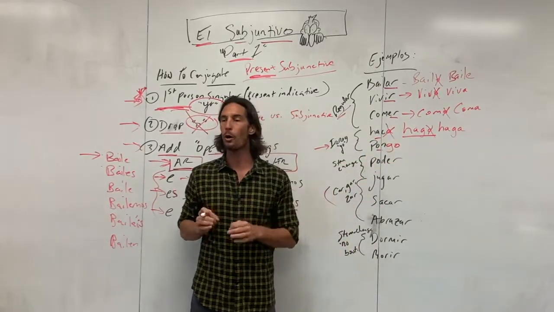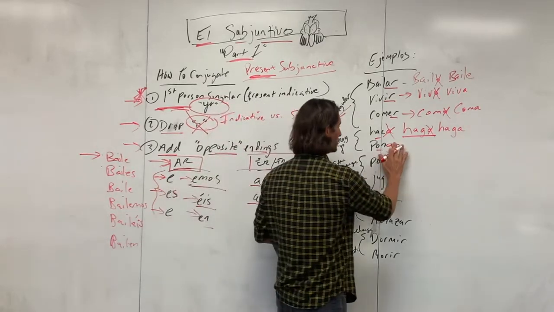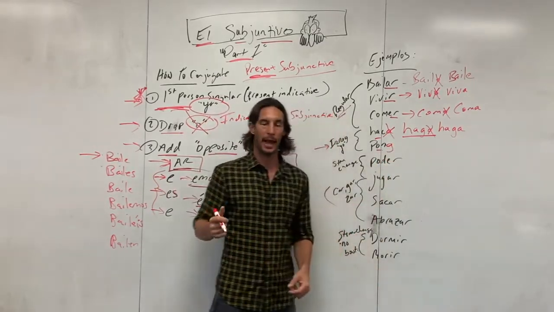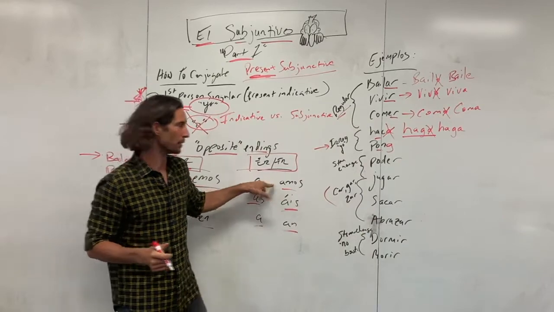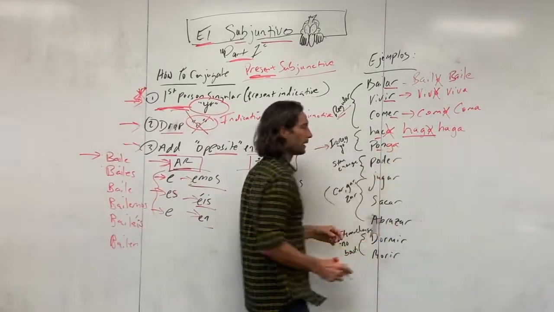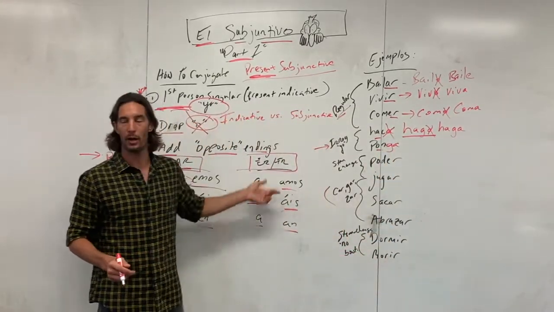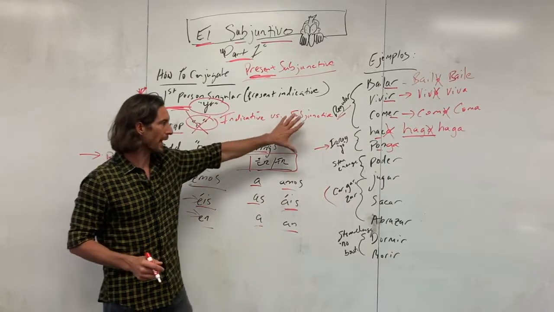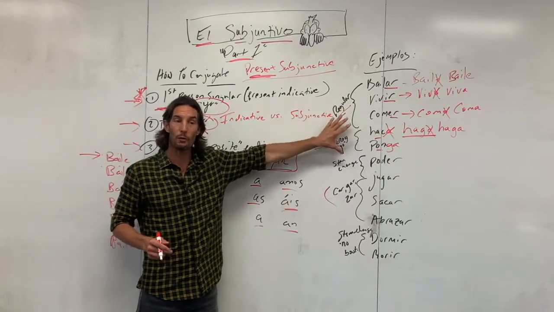So we do pongo, and then we drop our O, and then we add our opposite endings. So we get ponga, pongas, and so on and so forth. And that's how that works with irregular yo verbs.